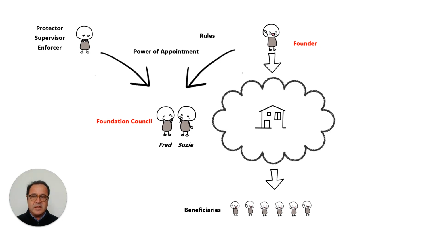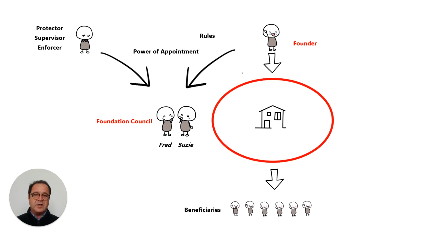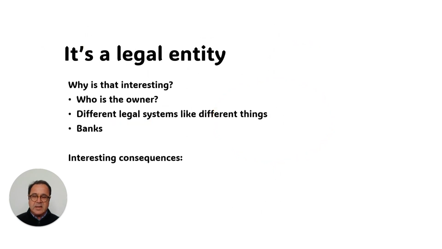And the third difference is the most important difference, and that is the fact that with our trust, if you remember, we have this cloud. And the cloud indicates that a trust is an entity, but an entity that does not have legal personality. It operates only through the trustees. A foundation is different. The cloud is gone because a foundation is a legal entity. It's something like a company. It has legal personality, so it can sign a contract. It can act in its own name. And that's interesting.